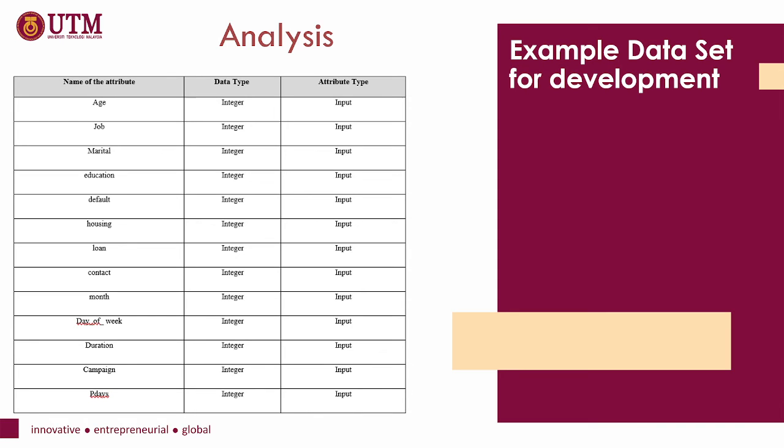So this is the analysis, where I use an example data set for the development. As we see, there are age, job, marital, education, default, housing, loan, contact, month, day of week, duration, campaign and pdays. The type of the data is integer, and the attribute is all. This is the input.